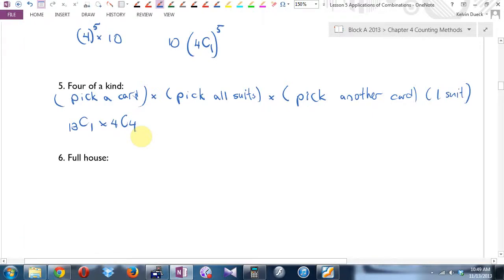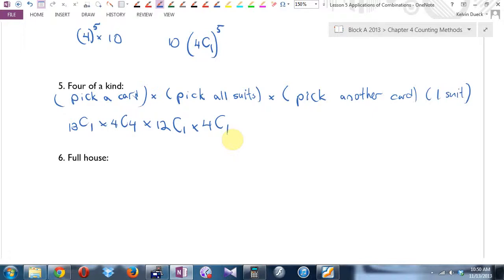How many cards are left to pick from? 12, not 13, because I already used up the 6. Choose one. Except, how many of those cards are in the deck? From 4 suits, choose one. Divide that by 52 choose 5, you're good to go.